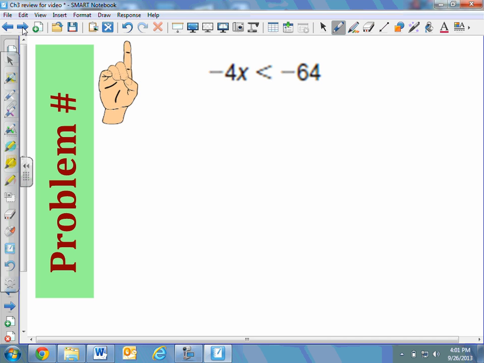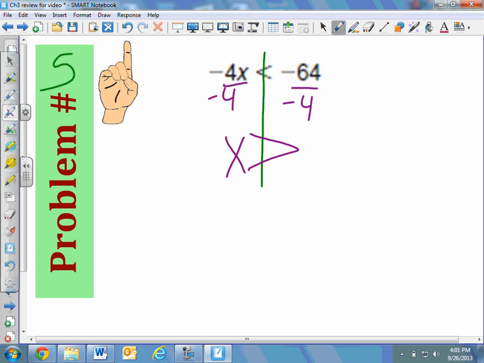Look at this one now. Simple, right? I hope it is. Problem 5. Divide by negative 4, divide by negative 4. I hope you know how to do this one. X, switch the sign, and you end up with a positive, right? Positive 20, not 20, I'm sorry, what am I thinking? Positive 1, 6, okay? Done.